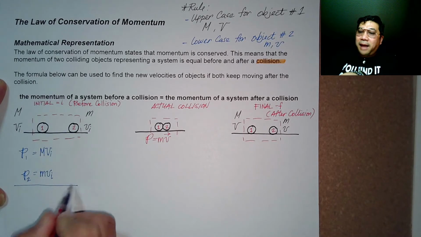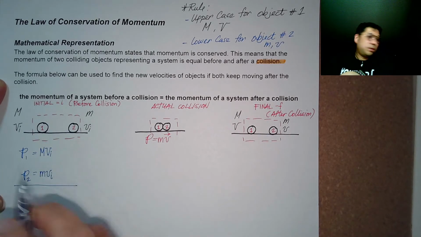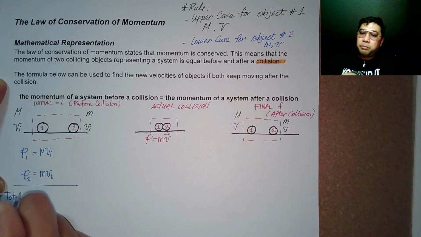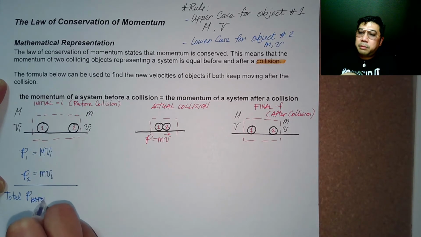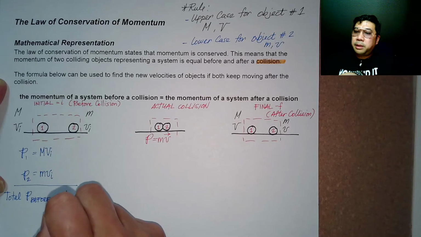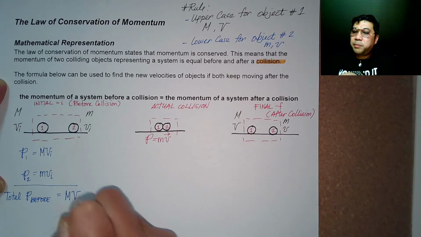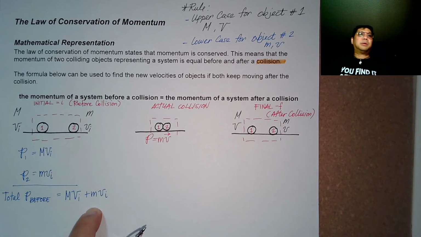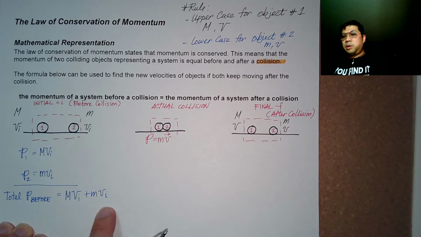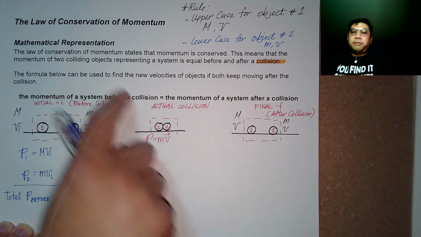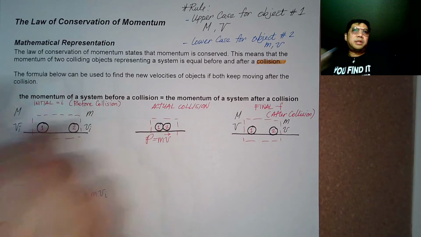So if we add those two numbers together, this will give us the total momentum before collision, which is the sum of those two, and that is M V sub I plus m v sub I. So this will be your initial momentum, the sum of those two momentums that we have. Now, just like what we did on the first one, initial momentum.